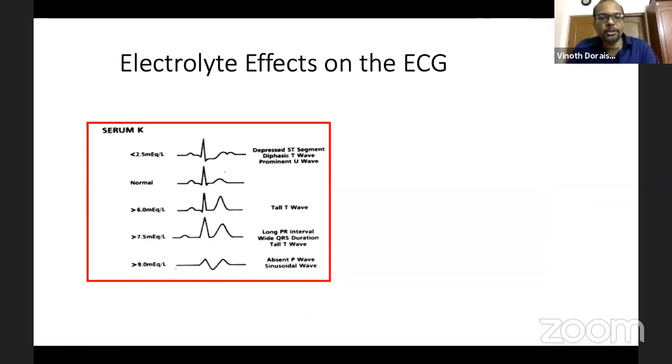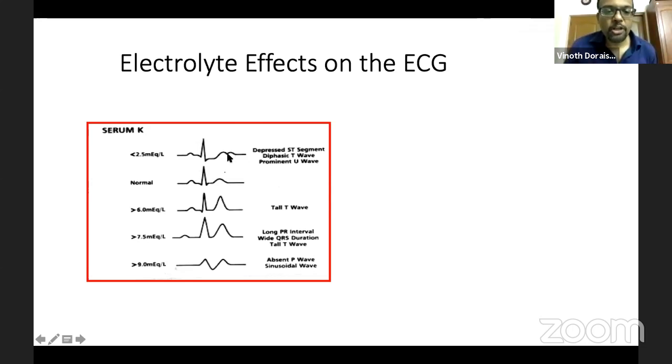Then coming to the electrolyte effects on the ECG. Usually potassium and calcium are the ones which cause ECG changes. Coming to hypokalemia: when potassium becomes less than 2.5 milliequivalents per liter, the first thing that happens is the T wave becomes flattened, and then a prominent U wave appears, which is another wave that can be present after the T wave. It is thought to be due to His-Purkinje repolarization. It can be a normal phenomenon, but in hypokalemia the U waves become more prominent.